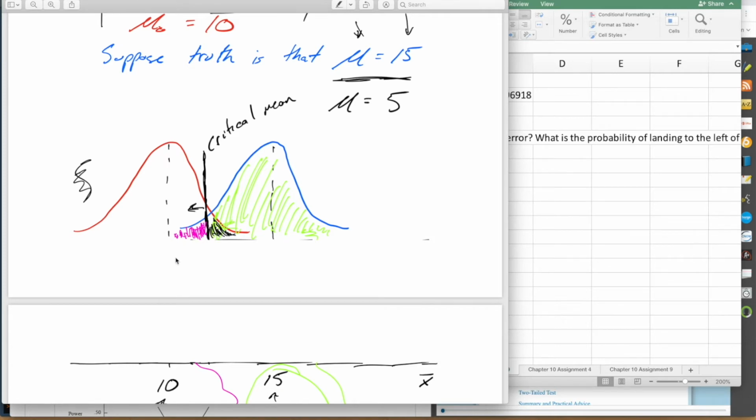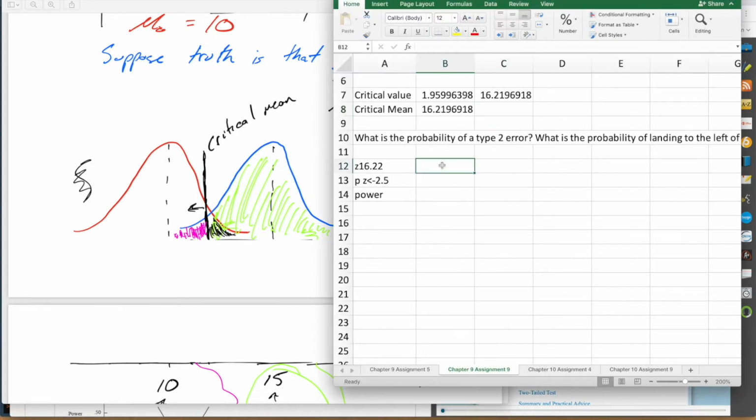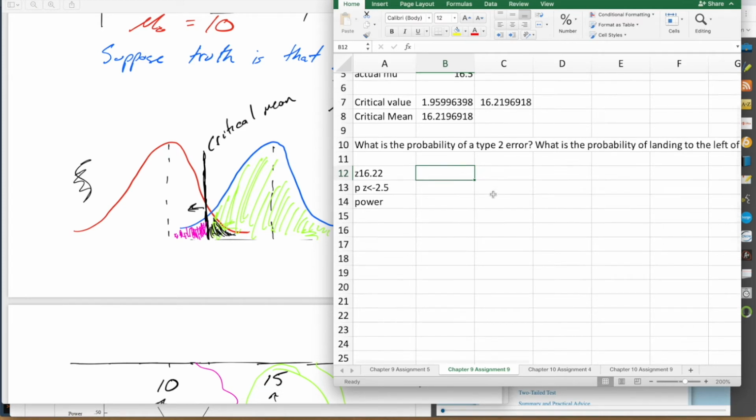So this is our null distribution at 16. If I land anywhere to the left of this, I'm going to fail to reject the null hypothesis, and that will be a type 2 error. So if I land to the left of this number in the real distribution, then I'm going to have a type 2 error.